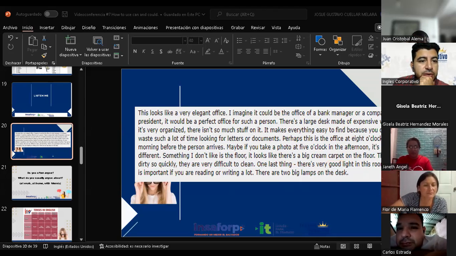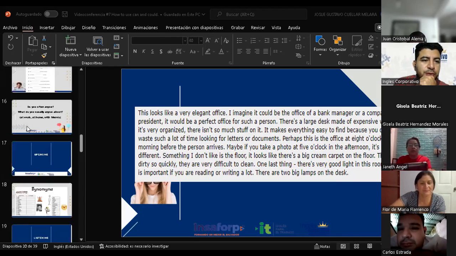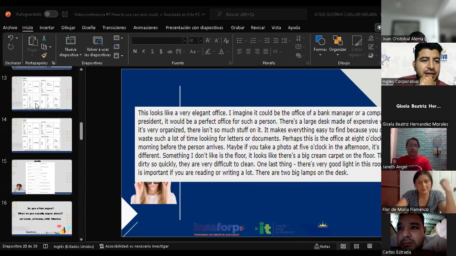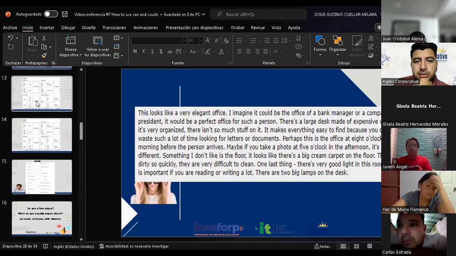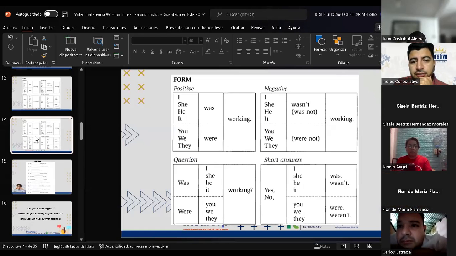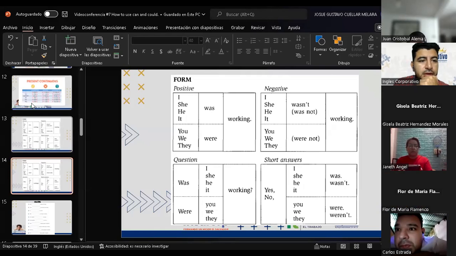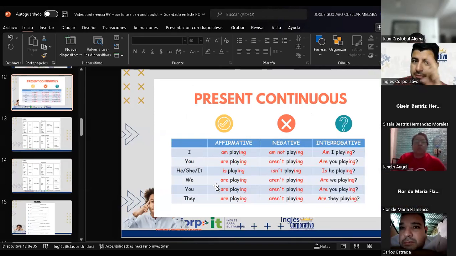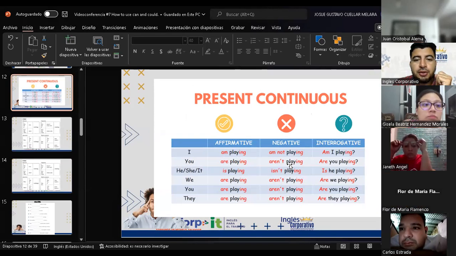And we continue now with something that we already had studied. El present continuous que habíamos estudiado la vez pasada se refiere a que agregamos el ing, ¿verdad? A los verbos. And we use the verb be, y utilizamos el verbo be. Am, is, are. Easy peasy. ¿Verdad? Por ejemplo, you are playing, you aren't playing, are you playing?